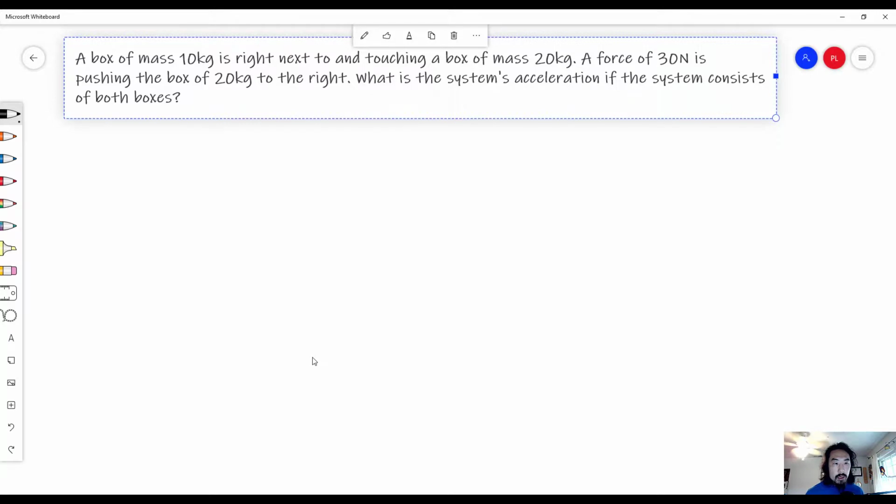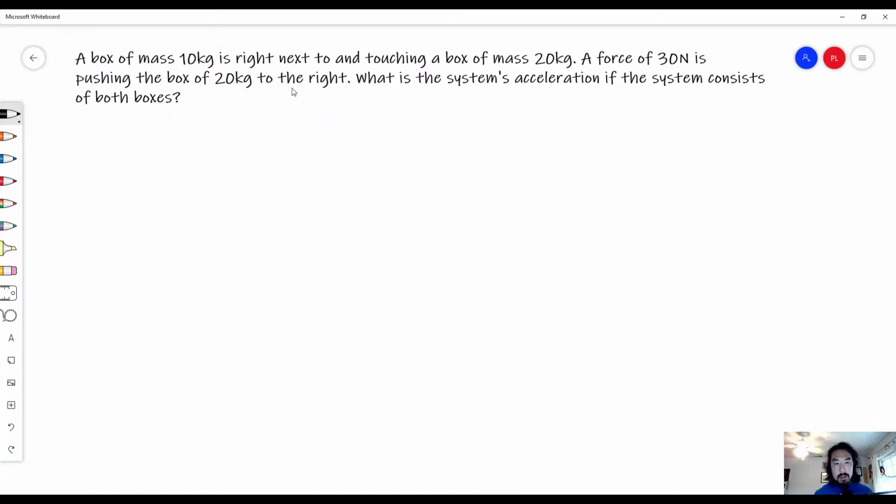All right, so here we have a box of 10 kilograms right next to and touching a box of mass 20 kilograms. A force of 30 newtons is pushing the box of 20 kilograms to the right. What is the system's acceleration if the system consists of both boxes?